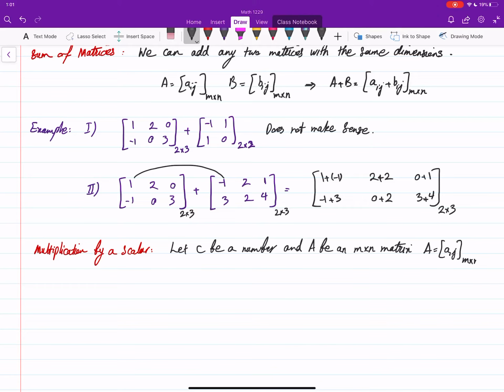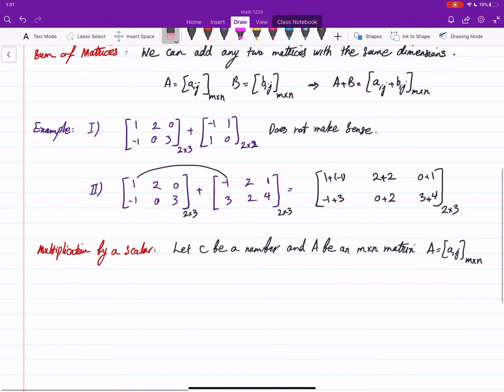We have m rows, n columns. Then c, my c is not good. It needs to be lowercase, so small, not capital. Then c multiplied to A defines a matrix. It will have the same number of rows and same number of columns, m by n, as A. And what are the entries? The entries are the product of that constant to those are the entries of A.